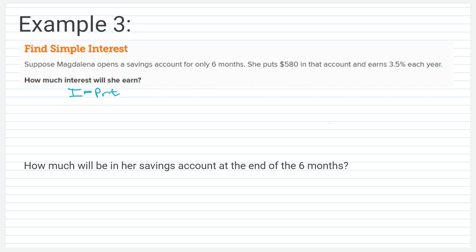We're going to need to identify the principal, the rate, and the time. So in the first part, they do tell us the time, 6 months, but again, that is not in years. So time, again, is equal to your months divided by 12, because there's 12 months in a year. And this is going to tell us that this is half a year. The $580 is our initial investment. That is the principal.